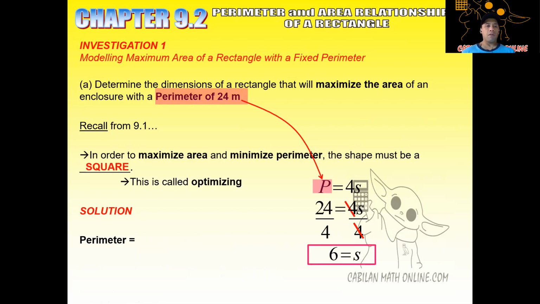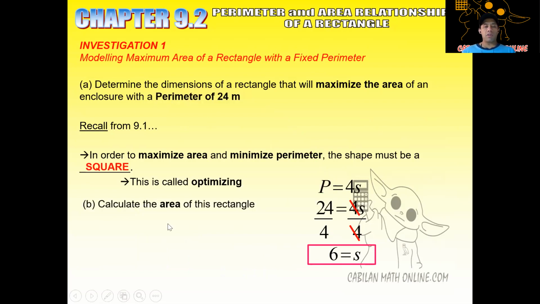The next thing we want to do is calculate the area, and all we're going to do there is use length times width, a very simple formula.